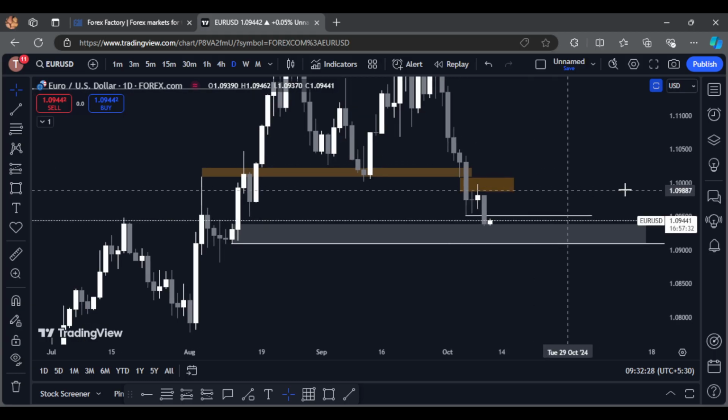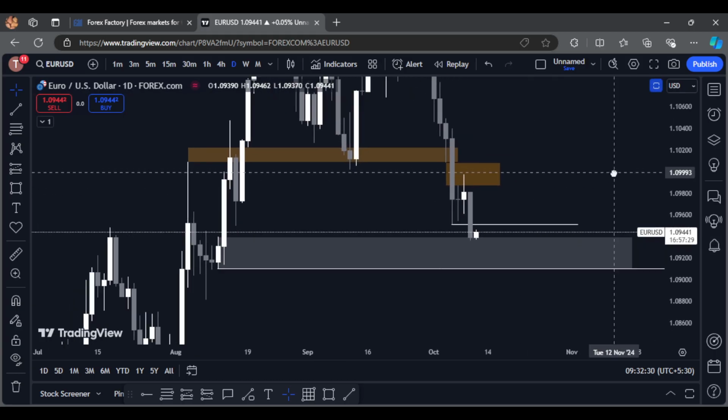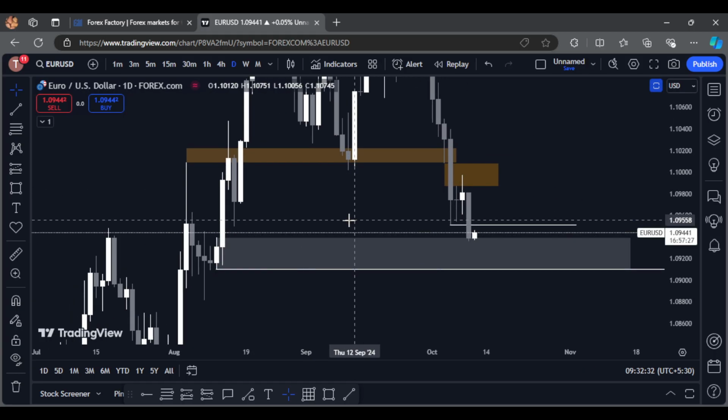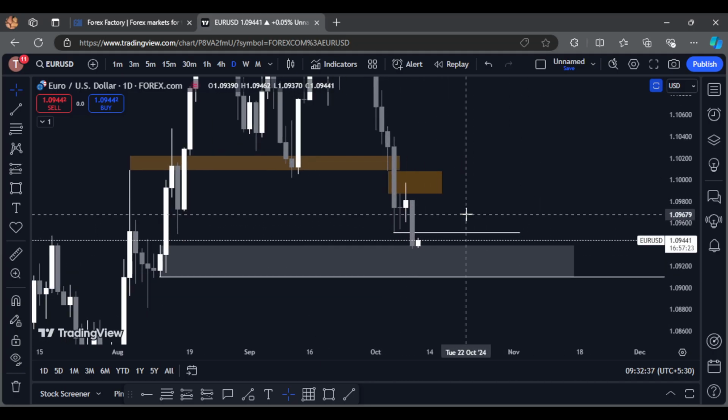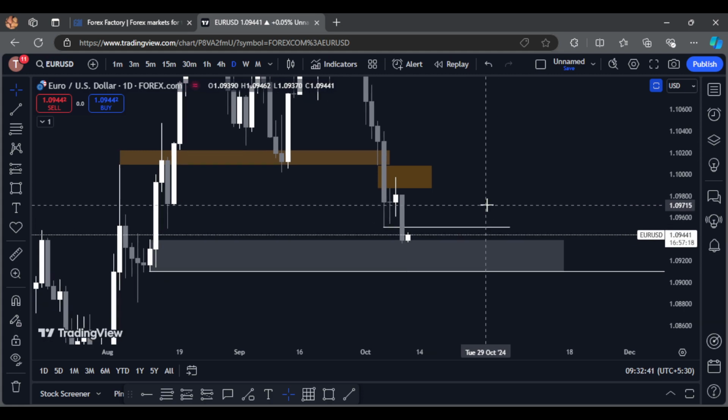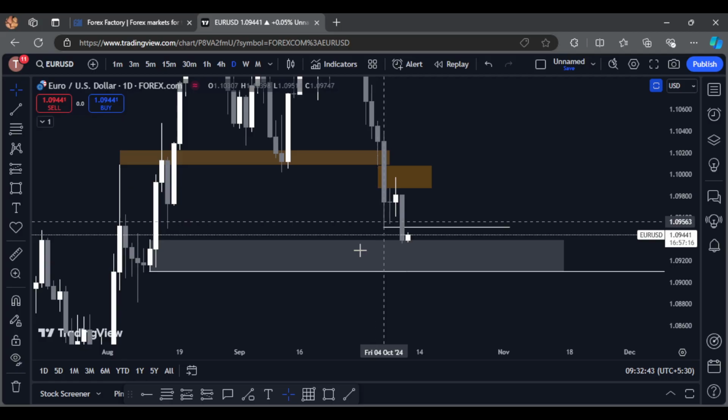So let's move to the dailies now. As we move into the dailies, we can see that this was our last unmitigated order block from where the price can possibly react, and we can possibly react till here. So let's move to the 4 hours to see what we have in here.